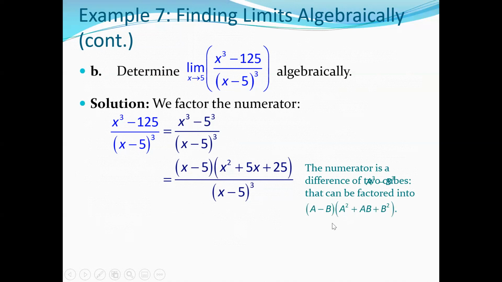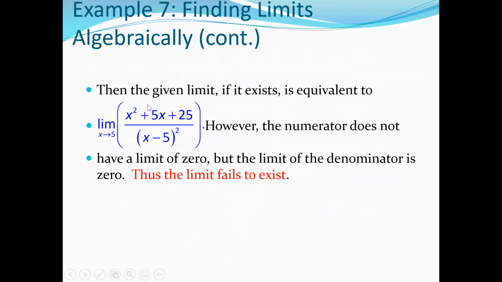Actually, that is the formula here. If you have a cubed minus b cubed, it's the same as (a minus b)(a squared plus ab plus b squared). After we cancel, can we still solve this problem? We look at it. If we put 5 here, it still doesn't work. However, the numerator does not have a limit of 0, but the limit of the denominator is 0. So this means the limit fails to exist.